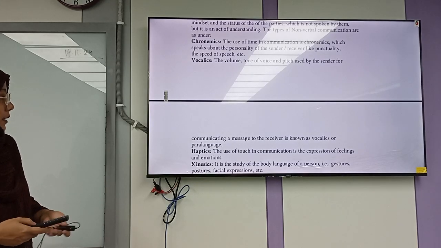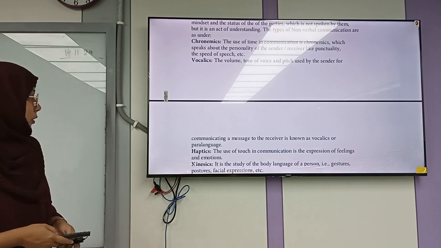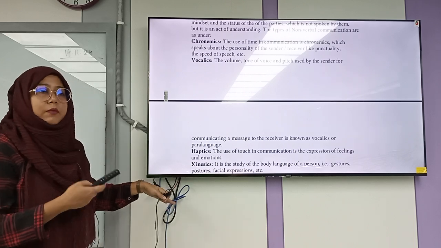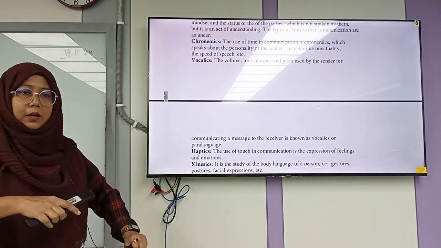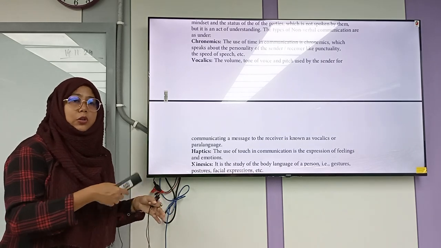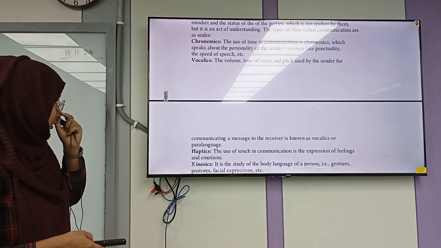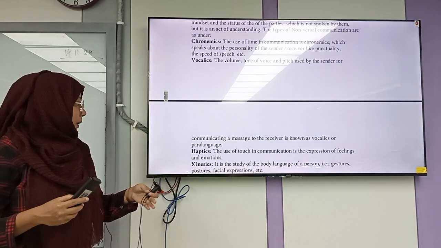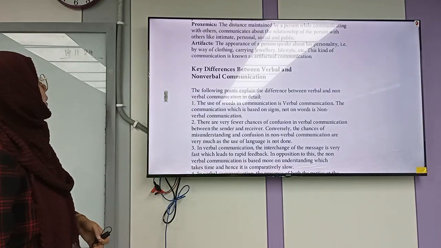Kinesics. This is the study of the body language of the person. For example, gestures, postures. We talked about gesture, posture, facial expression in non-verbal communication. So this is called kinesics. It means the movement of your body. Kinesiology is the science of motion. So your gesture, posture and facial expression depend on the movement, the dynamics of your body.